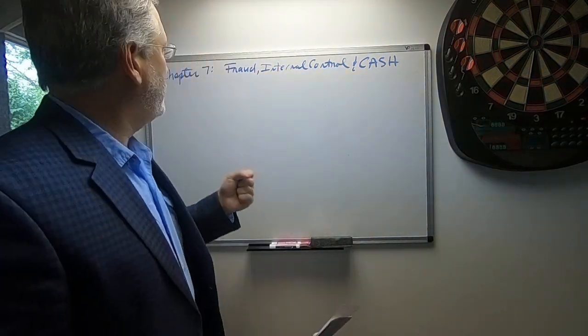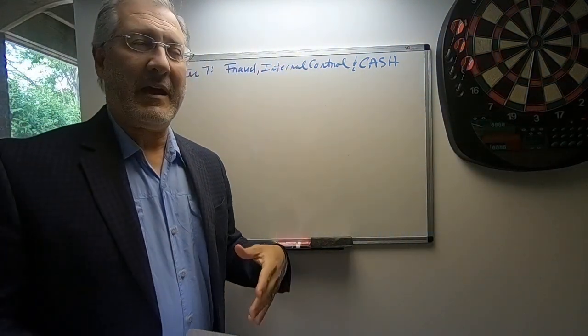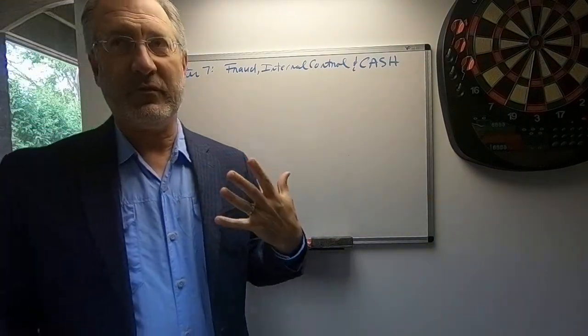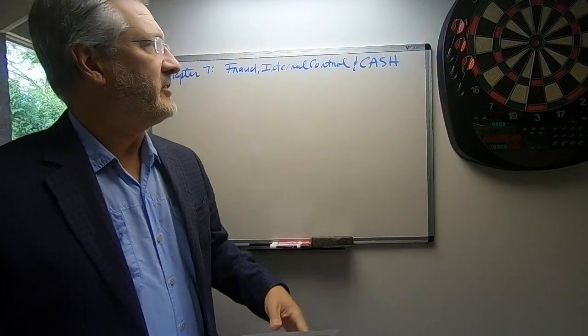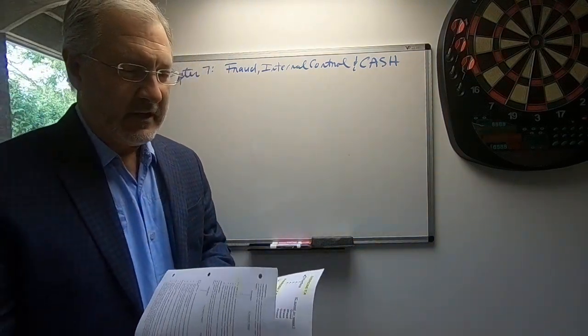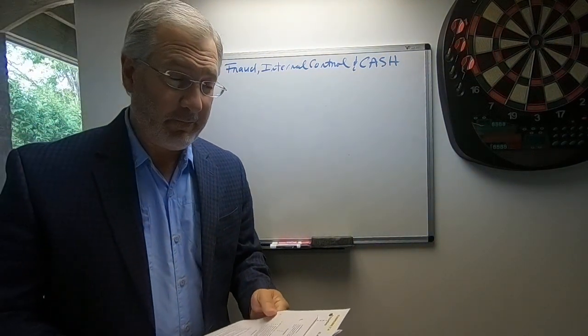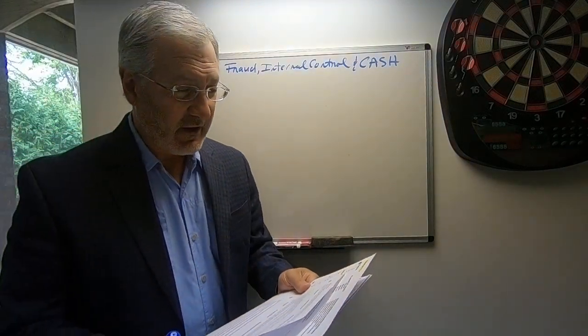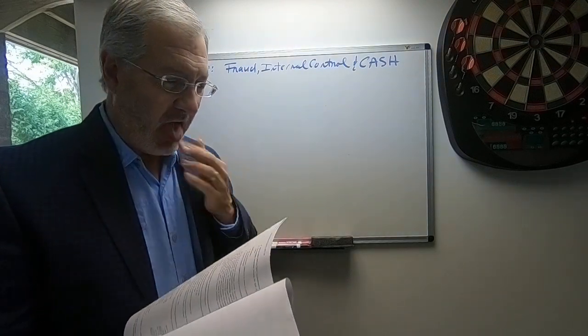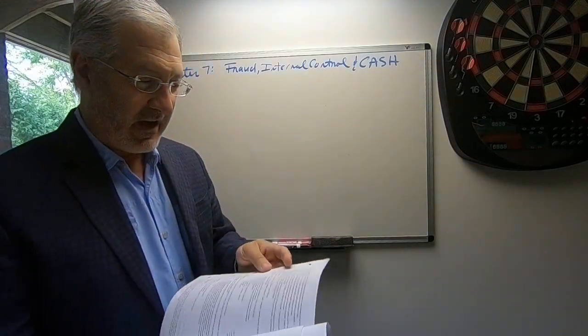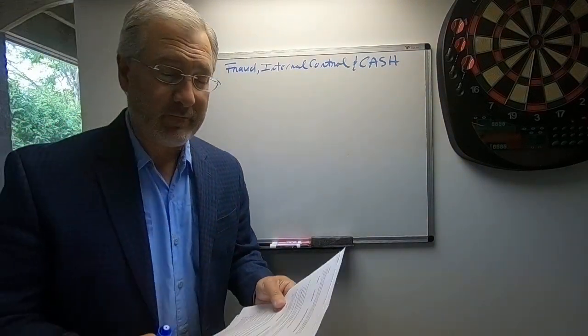Okay, we're going to solve some problems here. This is chapter 7, Kimmel. The chapter is fraud, internal control, and cash. And we're first going to look at 3 exercises: exercise 4, exercise 8, and I believe it's exercise 19.